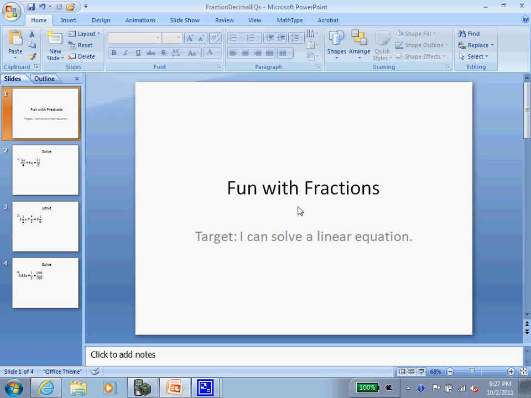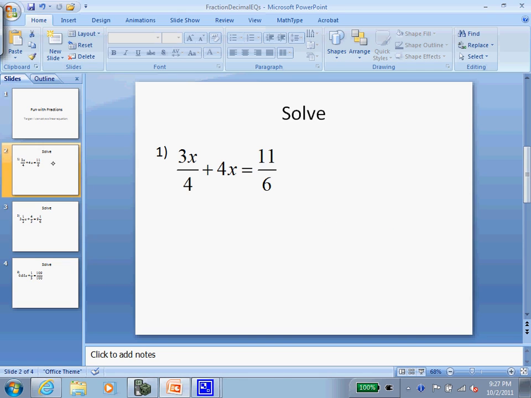Some people are a little scared of fractions and decimals, but as another teacher I used to work with would say, fractions are your friends. And we're going to try to do some things here to make the fractions a little less scary and make sure you're able to work with them successfully. So we are solving equations still.